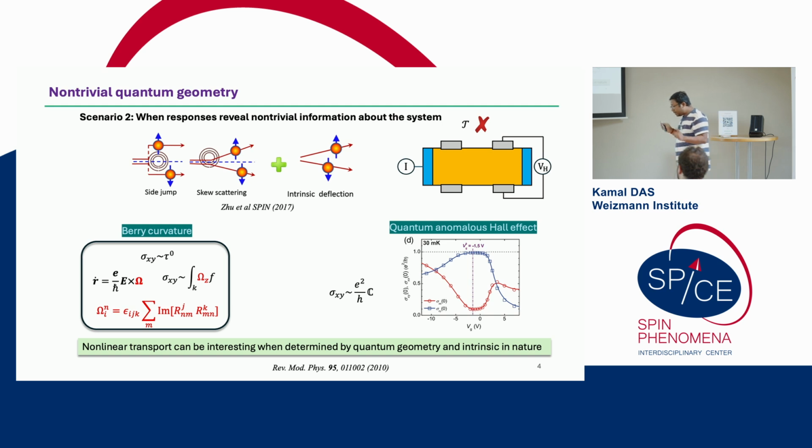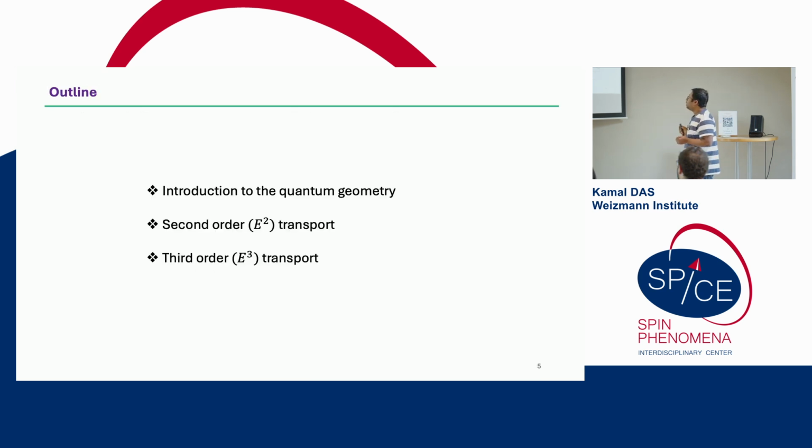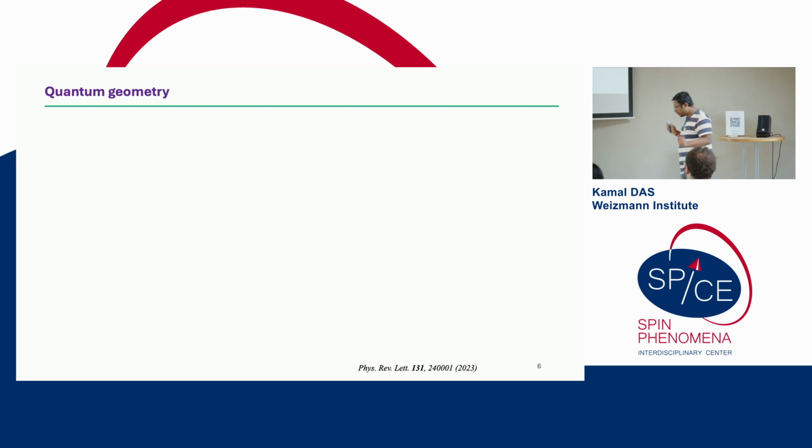So the point that I'm trying to make is that if in your higher order response you get such a scenario where your response is intrinsic and depends on some quantum geometry, then I guess it is important to explore them. So with this motivation, in the rest of my talk, I will discuss quantum geometry since it appears in kind of all the higher order responses. And then I will go to our work on second order and third order transport. So what is quantum geometry?